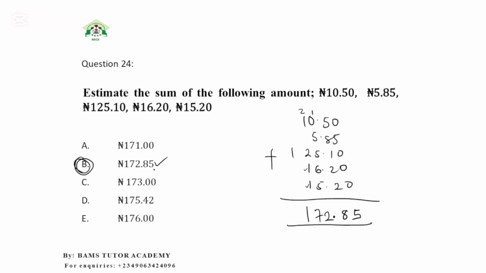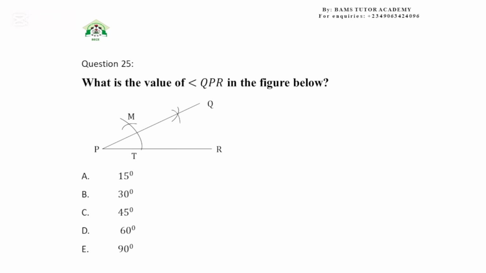So let's see question 25. Wow, it's a construction question. What's the value of angle QPR in the figure below? When we say QPR, that means we're considering this. This is QPR. So we want to get what this place is. Look at it very well. What angle does this look like?